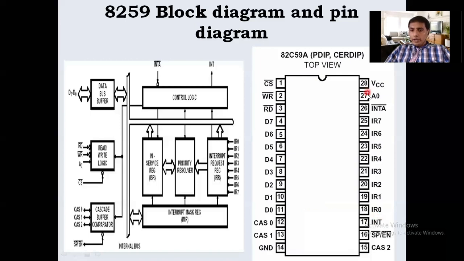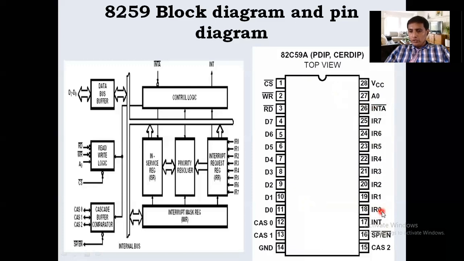Then INTA bar. INTA bar is the interrupt acknowledgement signal. If the processor is ready, the processor sends the interrupt acknowledgement signal with the help of INTA bar. So this INTA bar pin of the 8259 is connected to the processor's INTA bar. With the help of this pin it receives the acknowledgement from the processor, while the INT pin sends the interrupt request to the processor. See the difference.